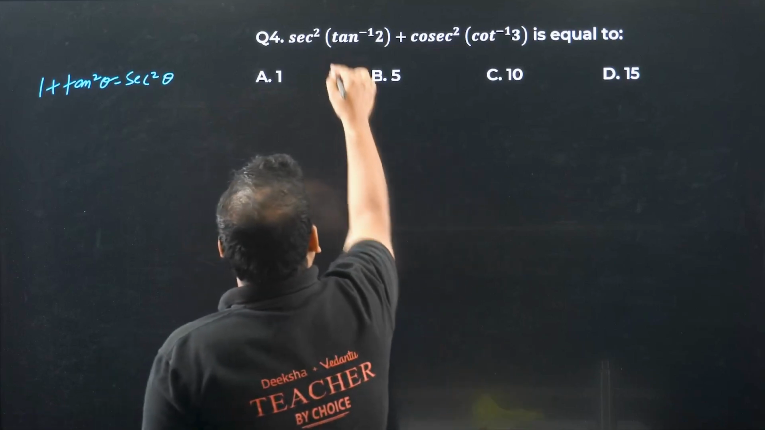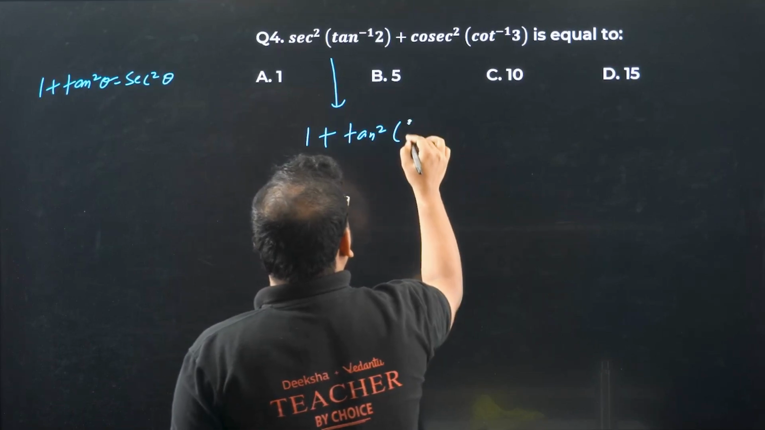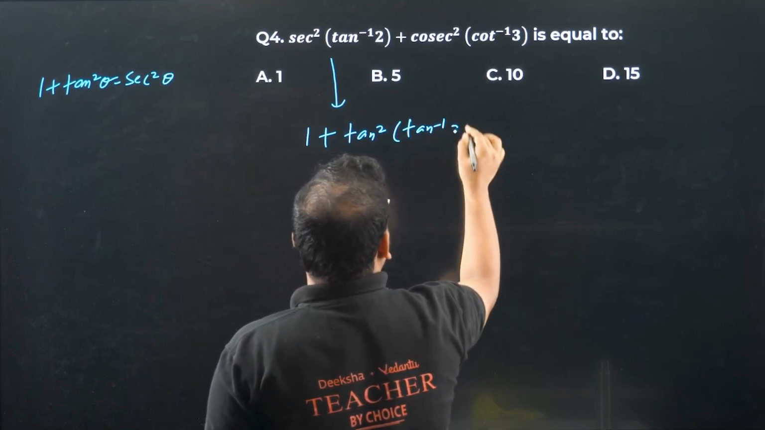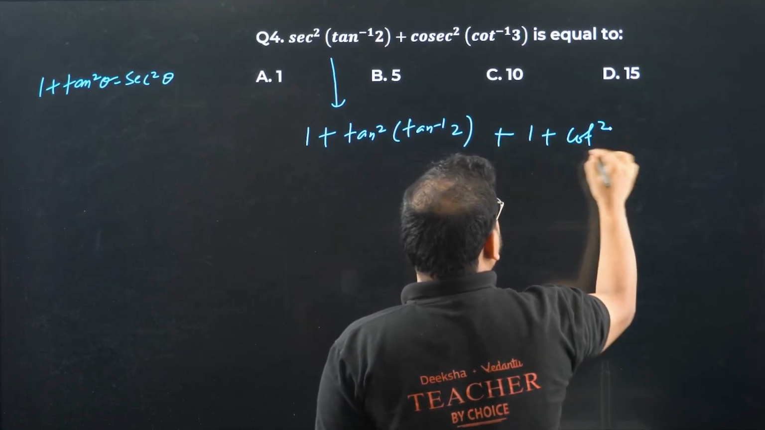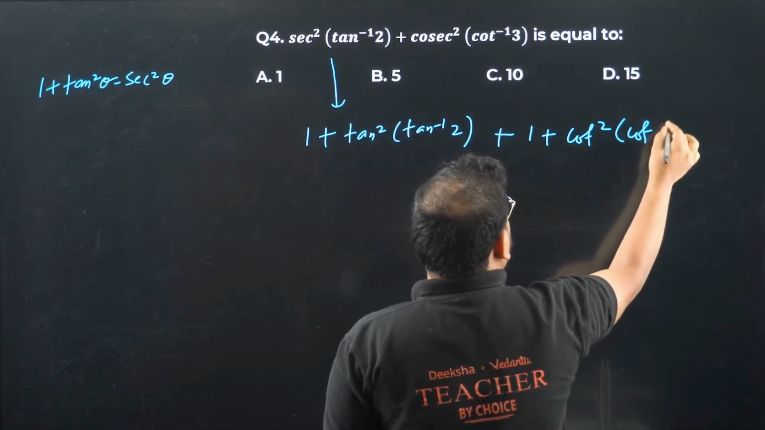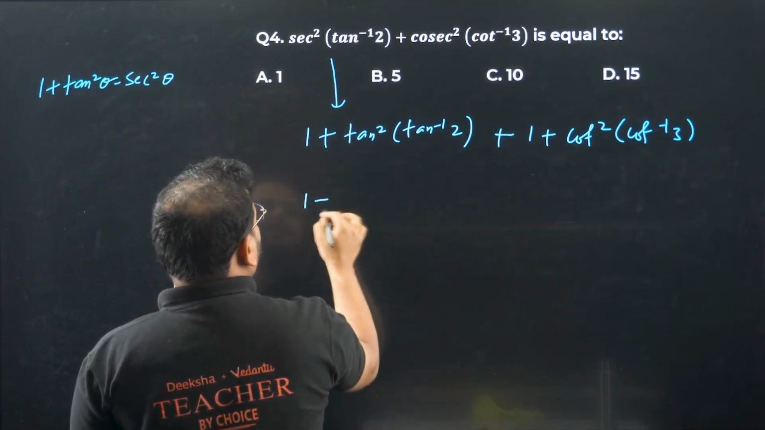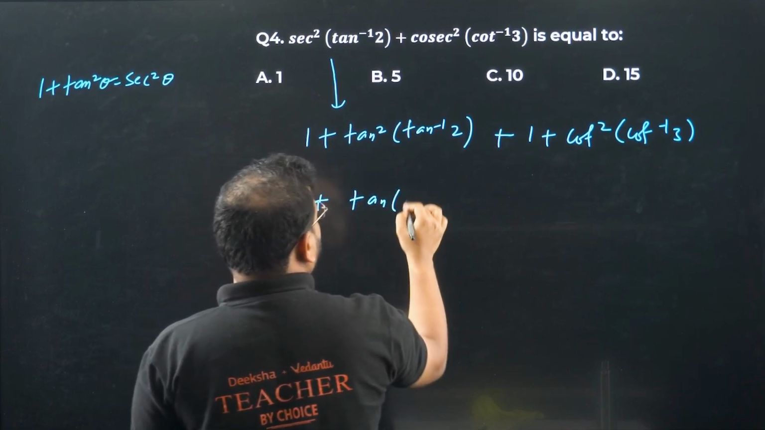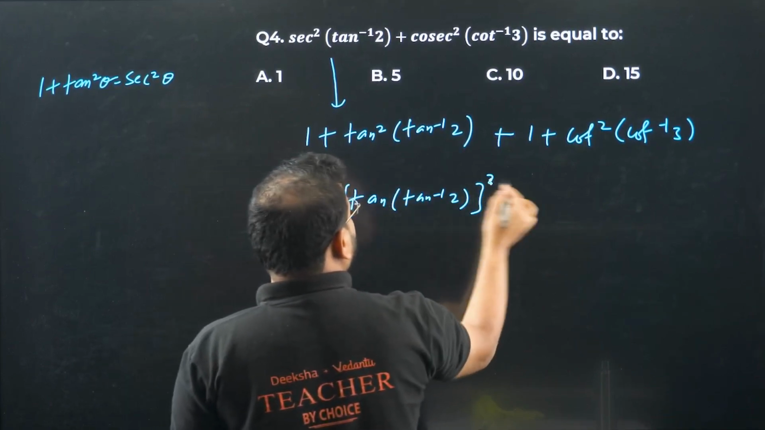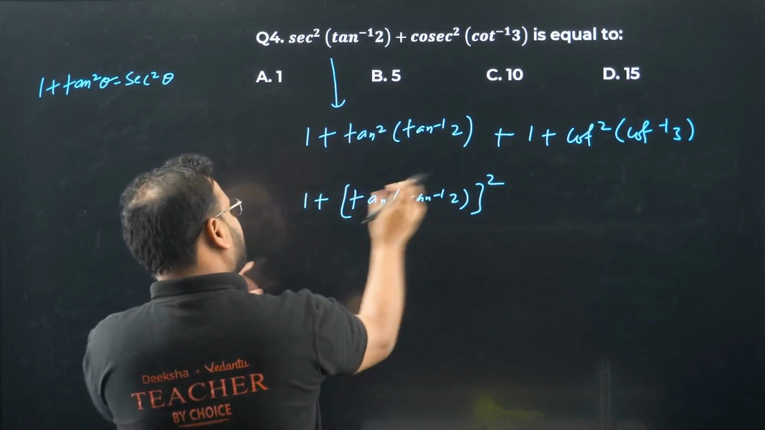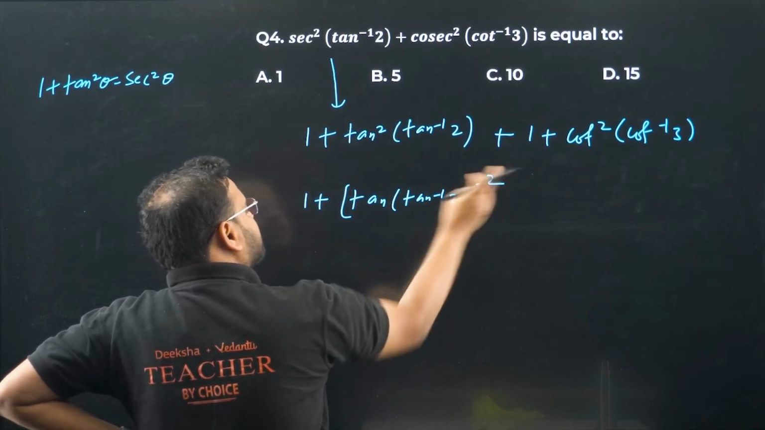So we have 1 plus tan square of tan inverse of 2 plus 1 plus cot square of cot inverse of 3. Now how do you solve this? 1 plus tan of tan inverse of 2. Of course, this is a whole square. This square is a square on the tan, so again the whole square will come. This square will give the same effect, right?